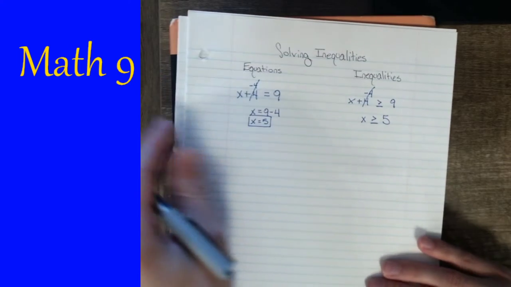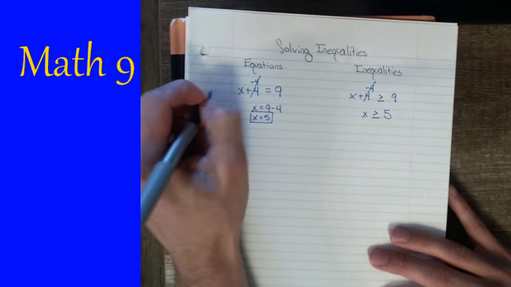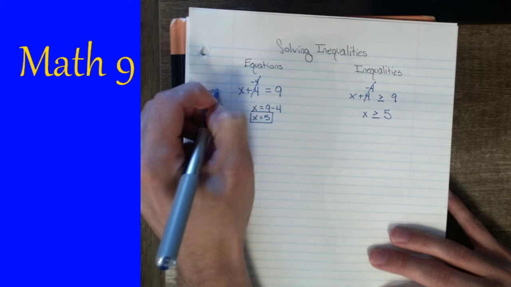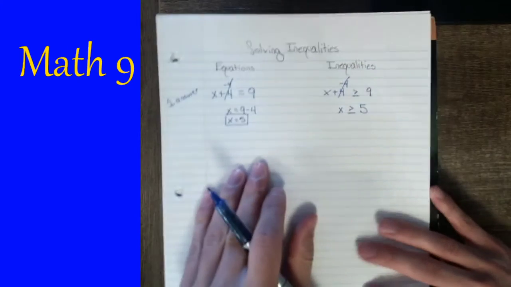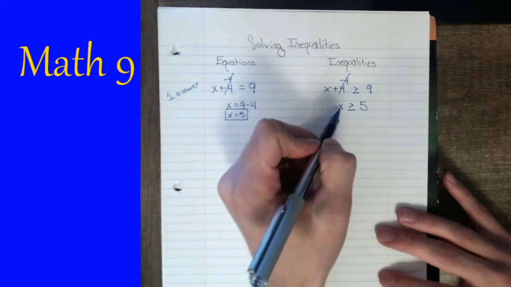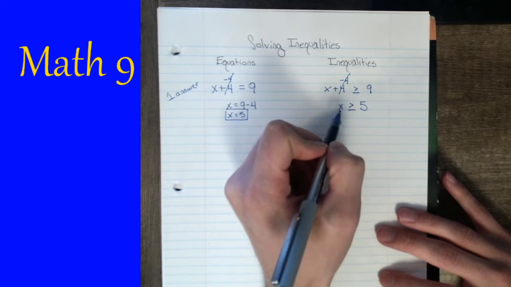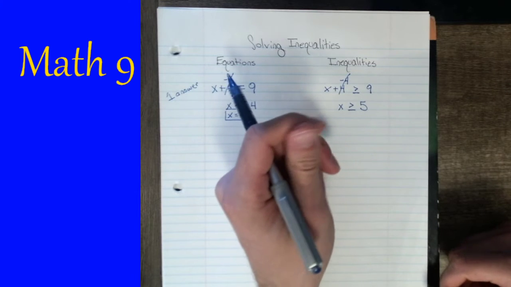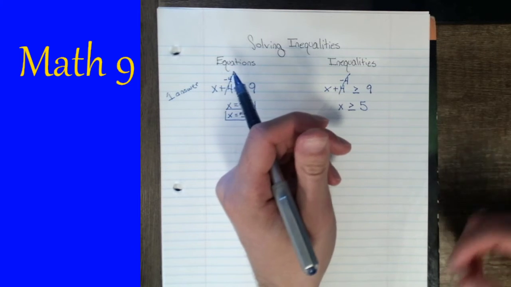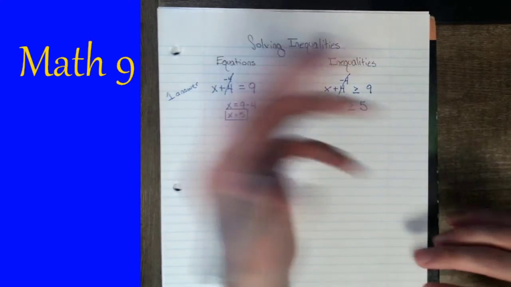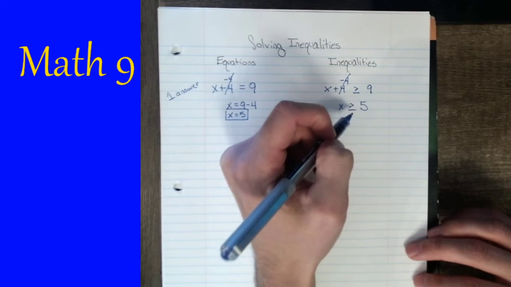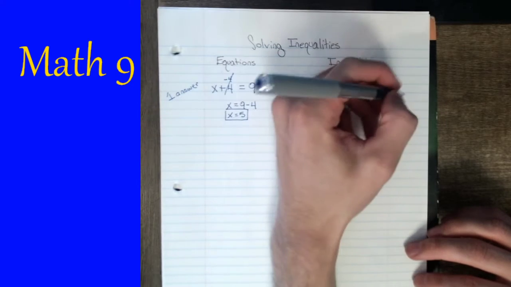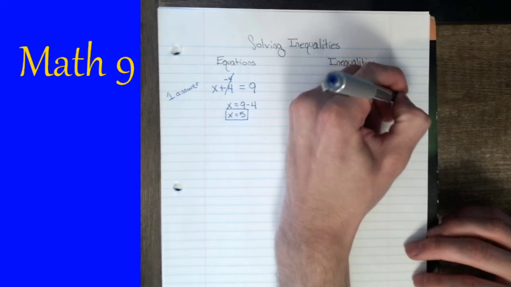To compare the two, with an equation you get one solution, one answer. With inequalities, you'll notice that, well, what satisfies the inequality of x being greater than or equal to 5? Well, 5 does, 6 does, 7 does, 8 does, 10, 100, 1,000 would satisfy this. So within inequalities, you have many solutions. You have more than one.